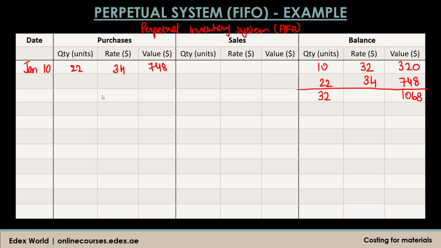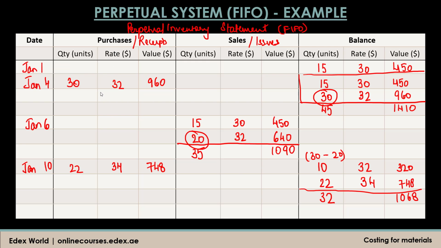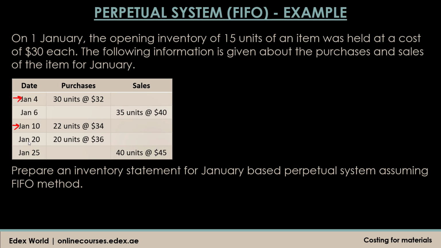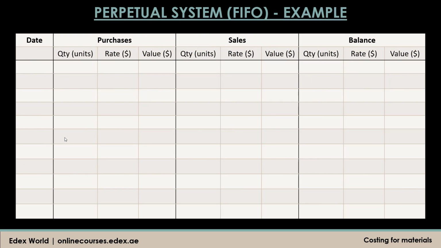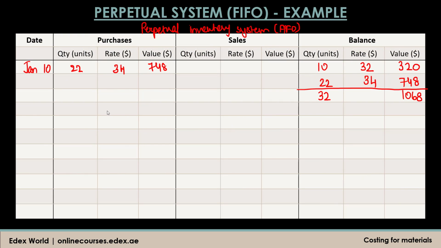Let's continue. After Jan 10, if we go back to our question, additional receipts or purchases were done on Jan 20, 20 units at $36. Total value of purchases $720.